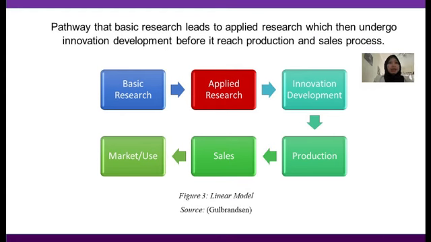In basic research, there is a pathway that leads to applied research, which undergoes innovation development before it reaches production and sold product. There are 6 steps in the linear model. The first one is basic research, second the applied research, third innovation development, fourth production, fifth sales, and the last one market and use.